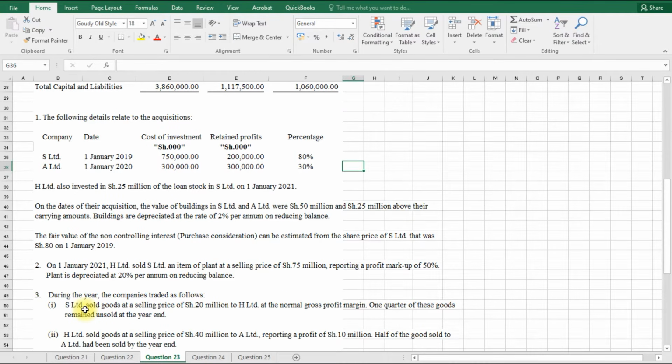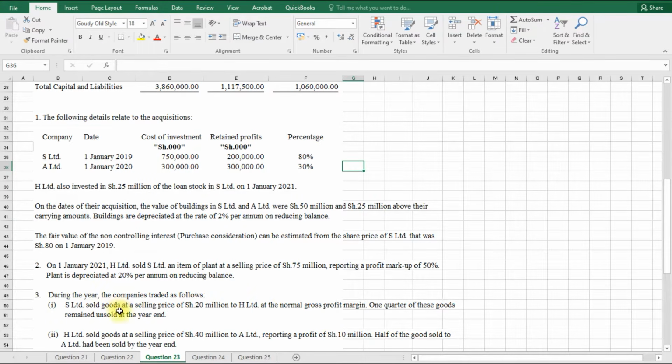Number 2, on 1st January 2021, H Limited sold S an item of plant at a selling price of 75 billion, reporting a profit markup of 50%. Plant is depreciated at 20% per annum on reducing balance. Again, here we are depreciating it on reducing balance. So this was a UPFA. We shall calculate that.